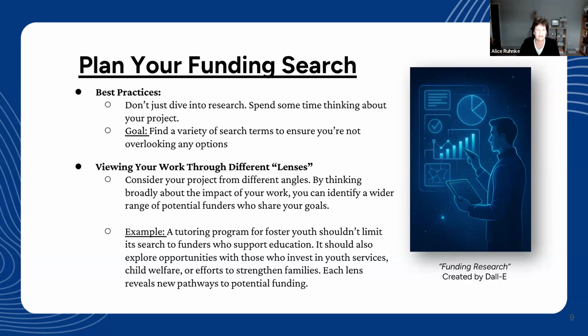So right here is an example of a tutoring program for foster youth. Education is a great search term to use, but you really want to also explore youth services, child welfare, strengthening families. All those kinds of lenses are going to find a different set of funders for you. And you want as many different types of funders as you can get to apply to. So this planning really helps.